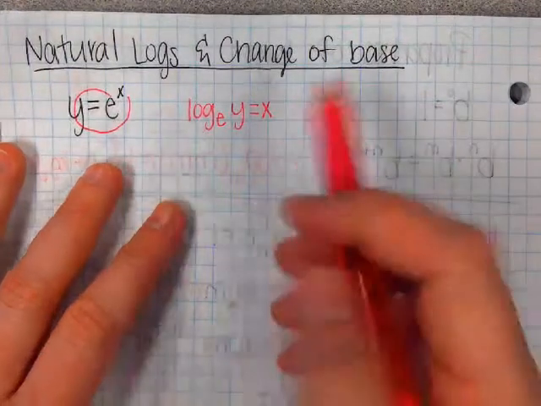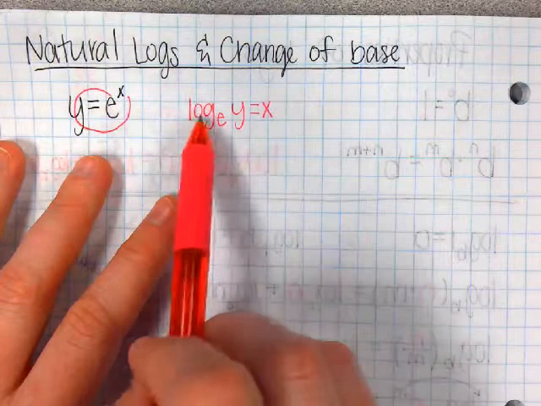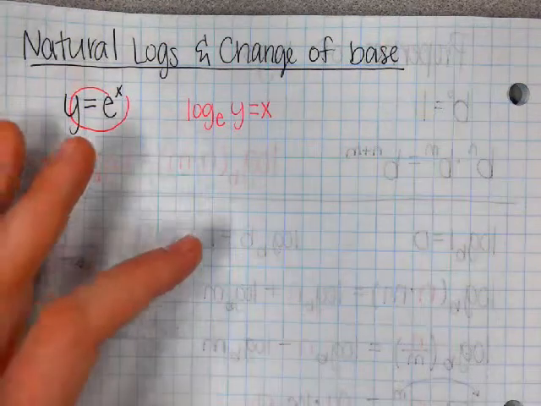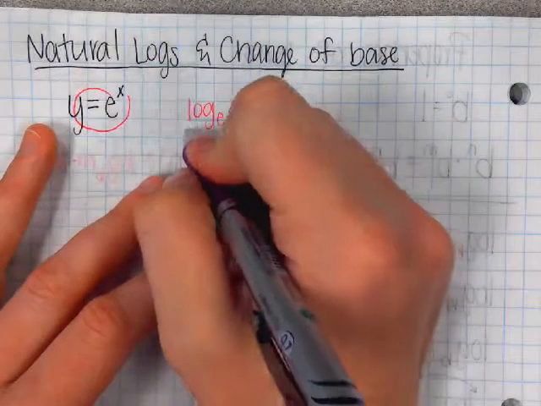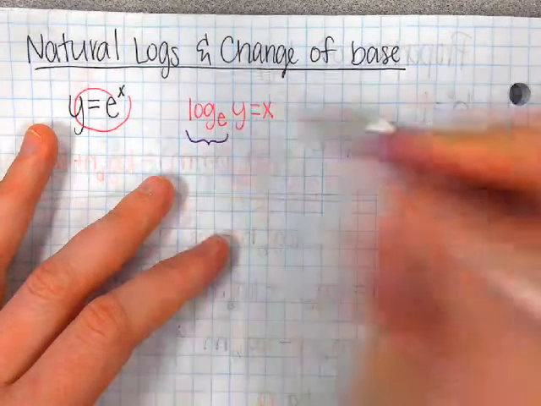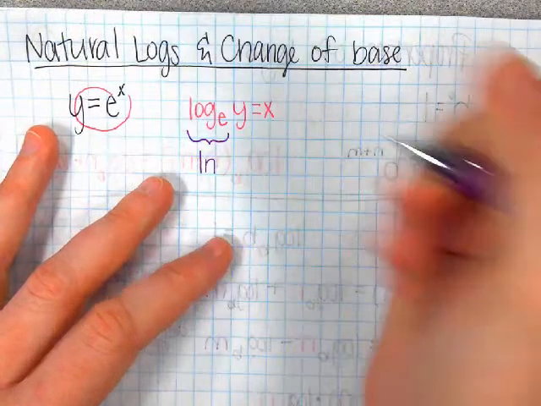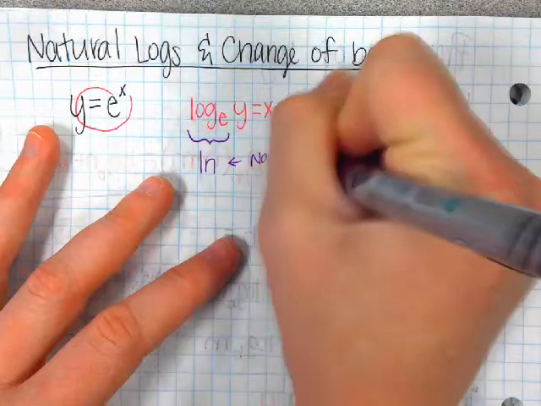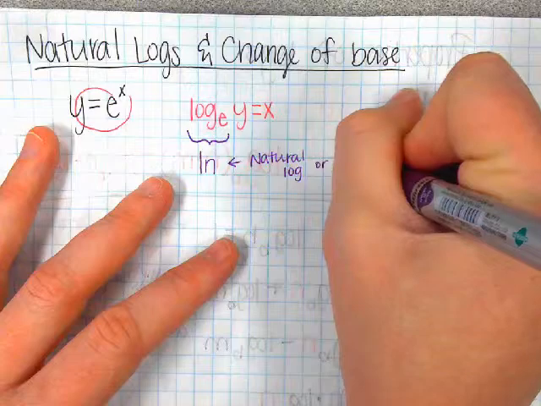Now, notice that one I wrote as log base e, but when you have an e as your base, there's a button. You don't even have to click to change anything on your calculator. You can just use the natural log. So a log with a base e is the same thing as using the natural log button. Natural log or log base e.